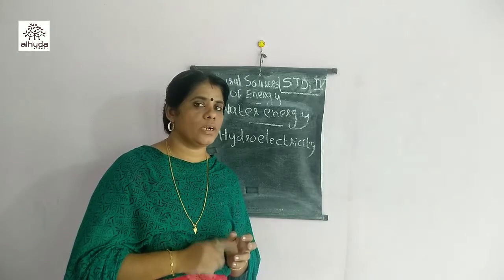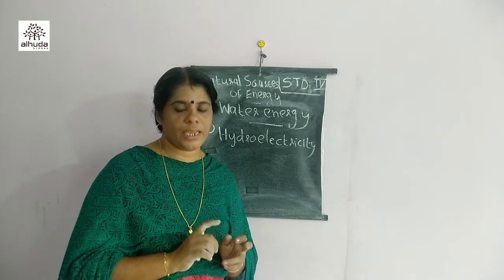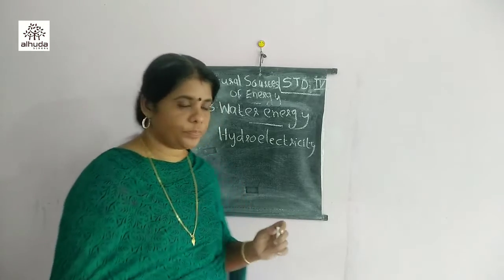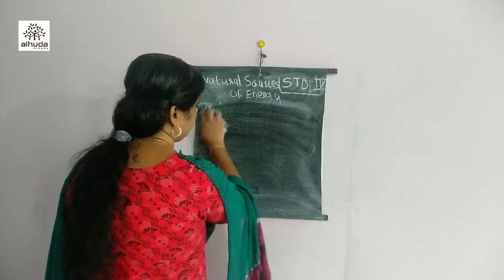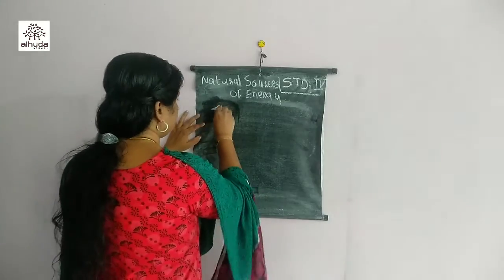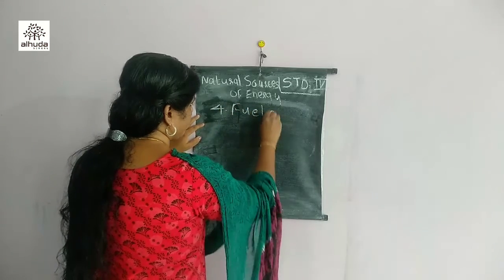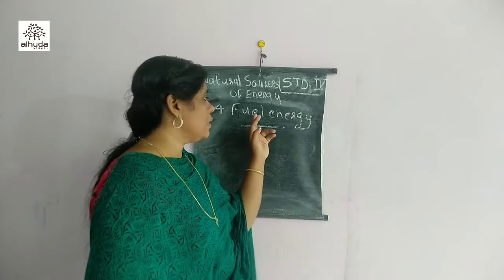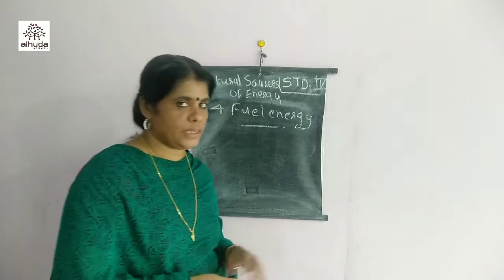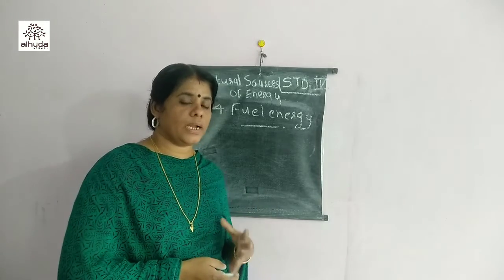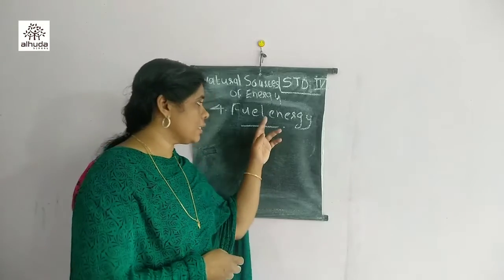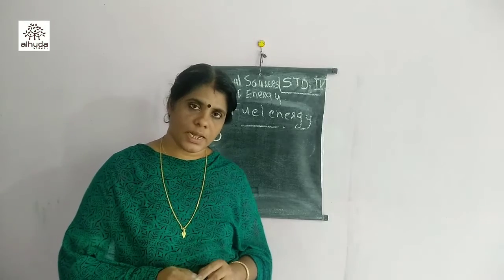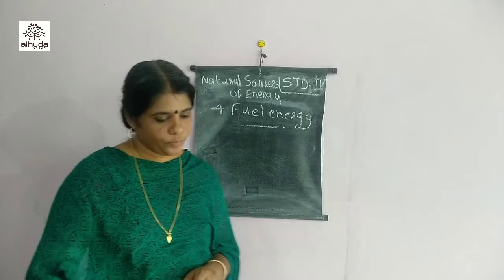So which are the three natural energies we learned here? The solar energy, wind energy and water energy. Next comes fuel energy. What are fuels? Fuels are substances that produce energy when they are burned. When they are burning, at that time they produce a lot of energy. This energy we also use for running vehicles and more.